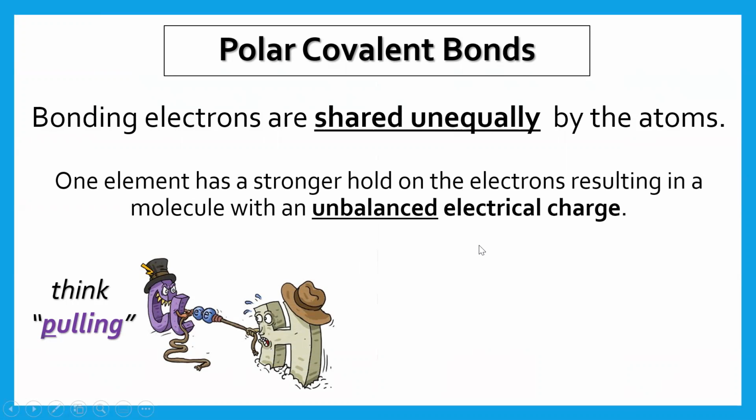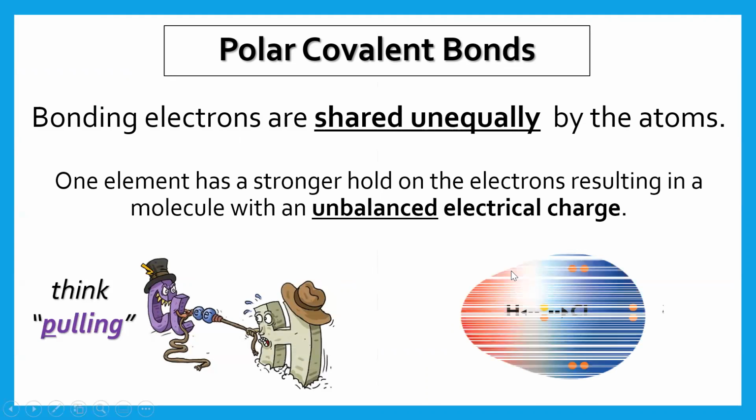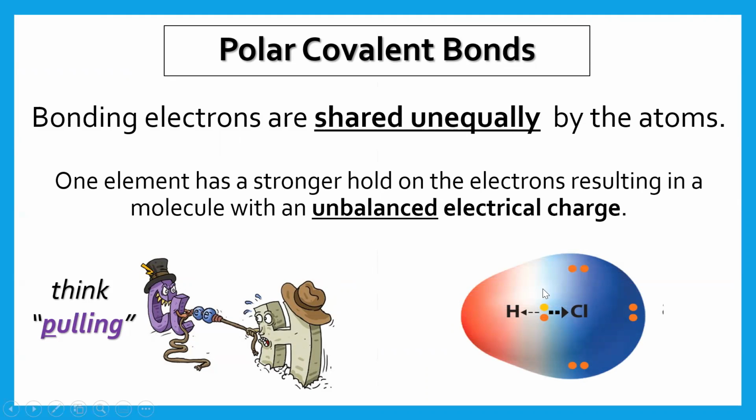So one element or atom is going to be bigger, and therefore it has a stronger hold on the electrons. And this is also going to cause an unbalanced electrical charge. So if you look at the actual atoms bonded, chlorine is represented by the blue circle, hydrogen is represented by the red circle, and they've overlapped to merge. They're bonded. Chlorine, as you can tell, is the bigger atom. So it is going to have the electron orbiting it longer than hydrogen.